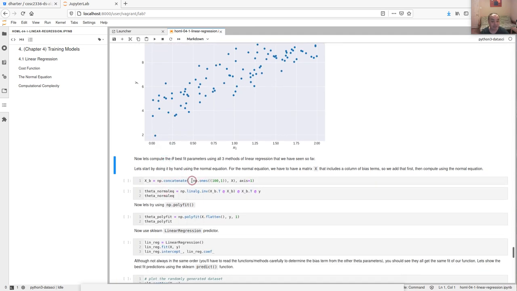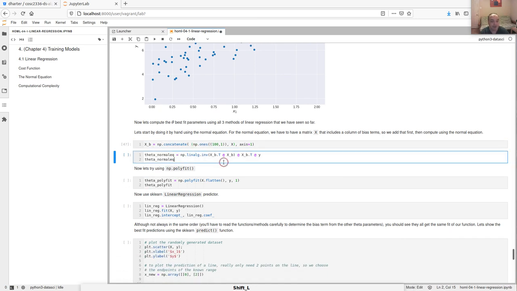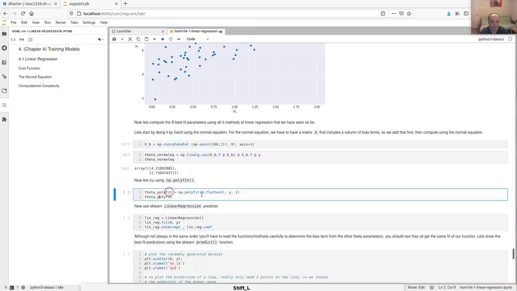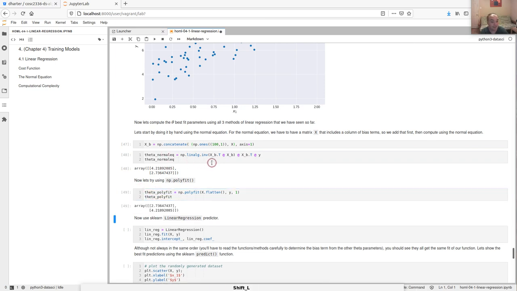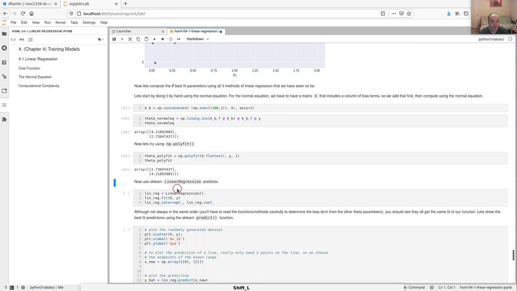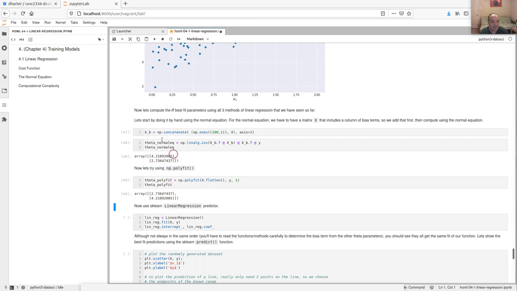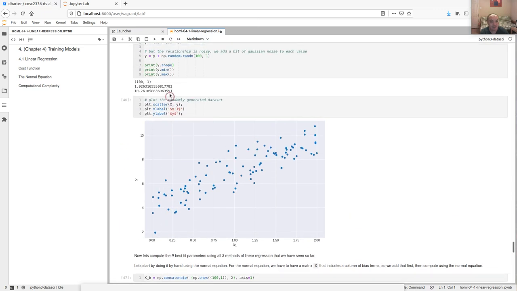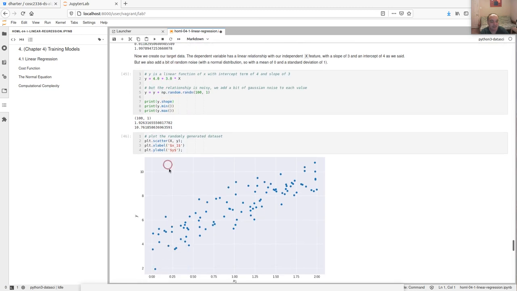Okay, so let's compute this. I guess I'll use the normal equation again, and show all these again just for practice. All of these should get the same answer. Notice that it's not exact. When we use the normal equation, the intercept is 4.2 and the slope is 2.7. These are reversed here, but the slope was 2.7. Remember, the true slope is 3 and the intercept is 4.